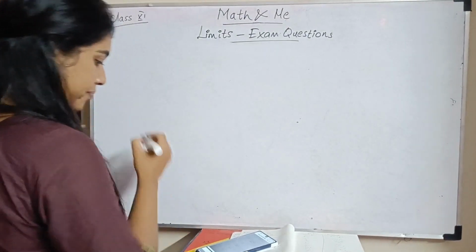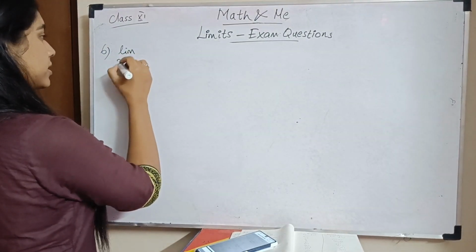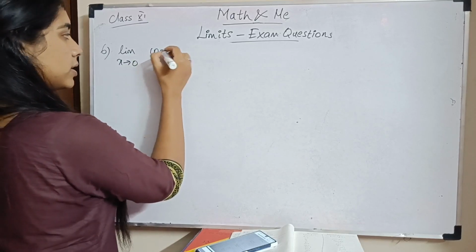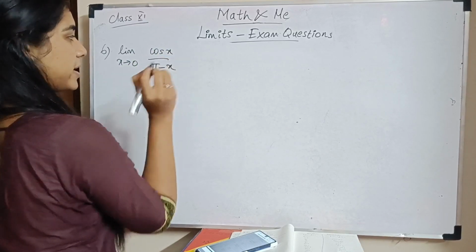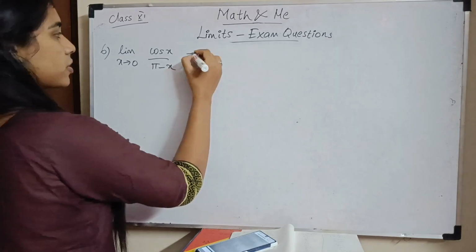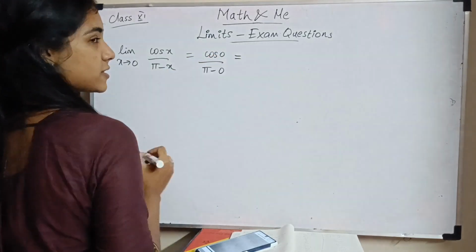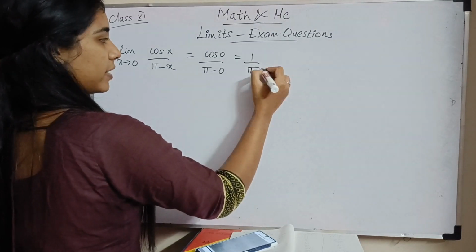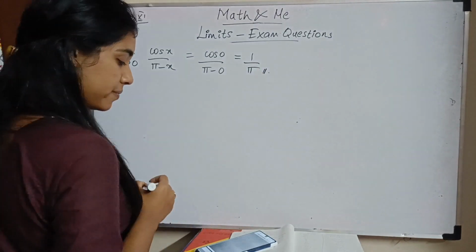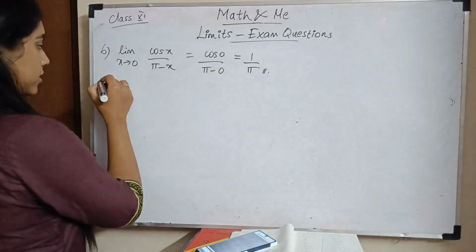Number 6. Limit x tends to 0 of cos x divided by pi minus x. So what do we do? We substitute. What will come? Cos 0 divided by pi minus 0. Cos 0 is 1. So 1 divided by pi. That's your answer. Okay?